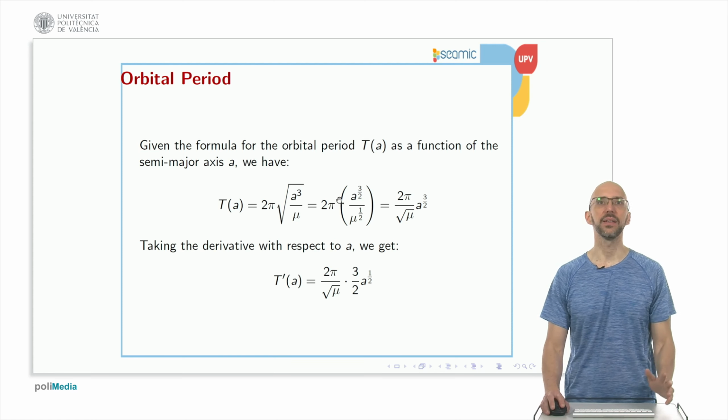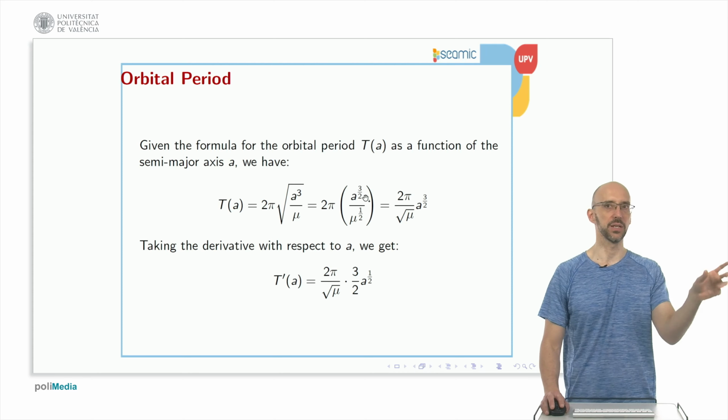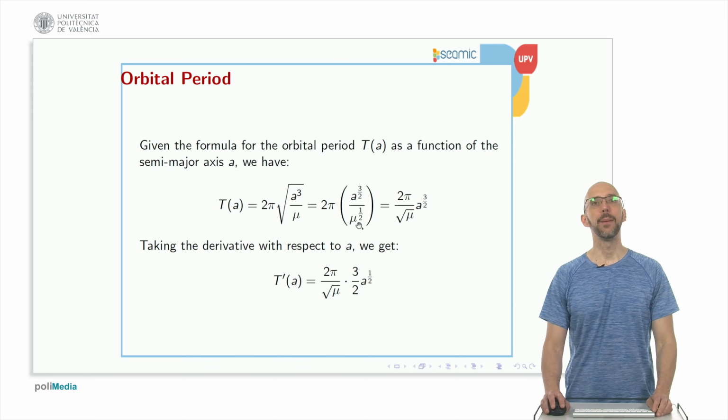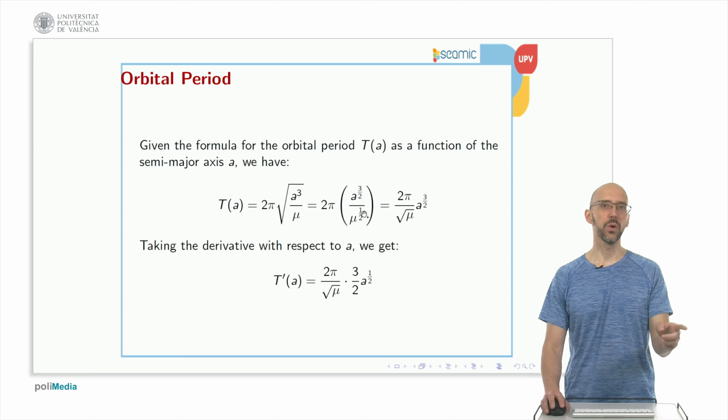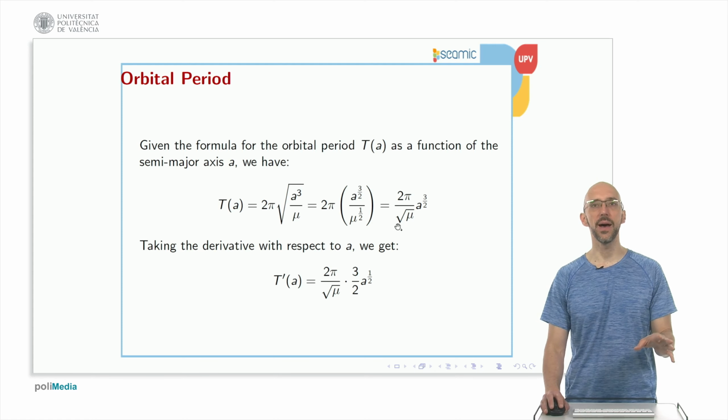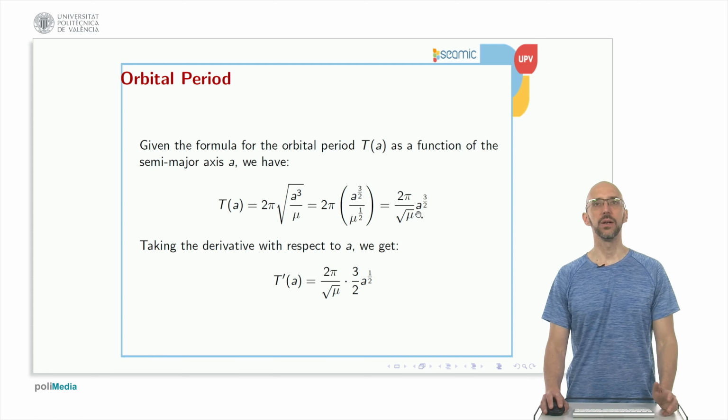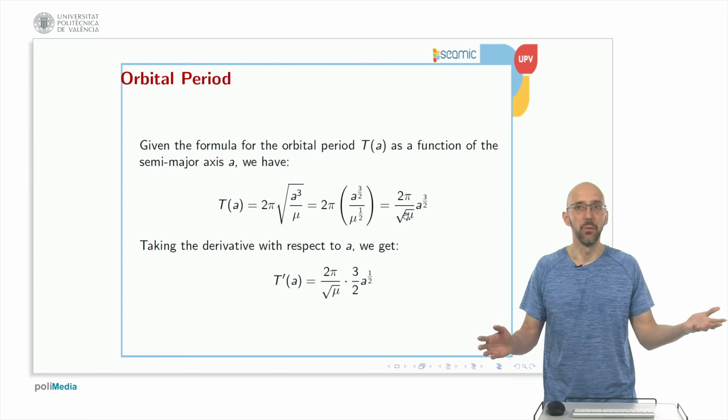Where have I done this? Here, because the exponent, I just wrote the exponent divided by 2. That means the square root. Okay, the square root of mu, it's just a constant. So I just put all the constants together here. So this function is just a number times a power 3/2. Okay, so it's a power function.